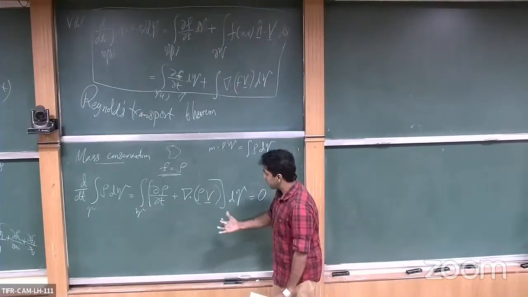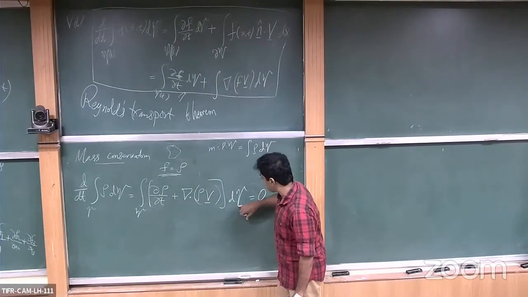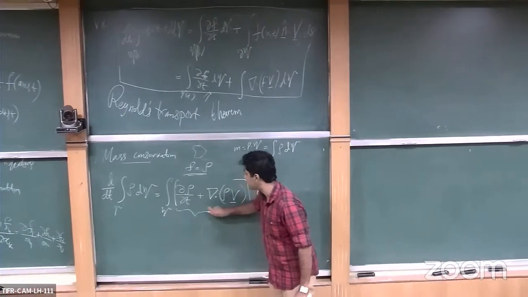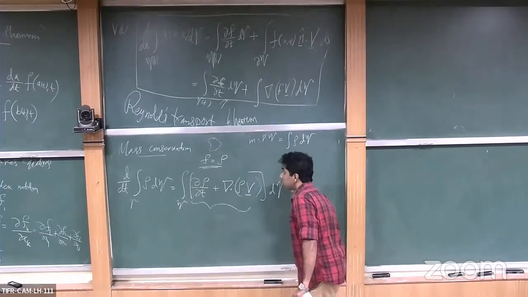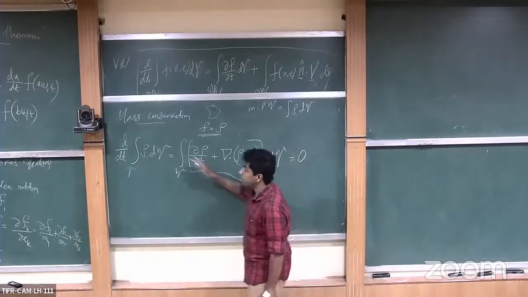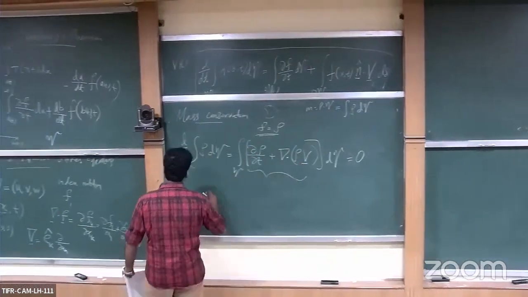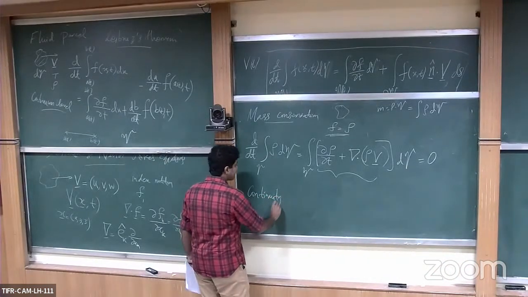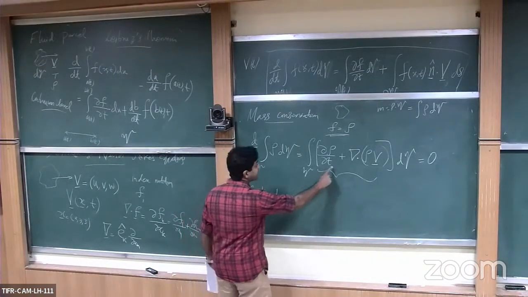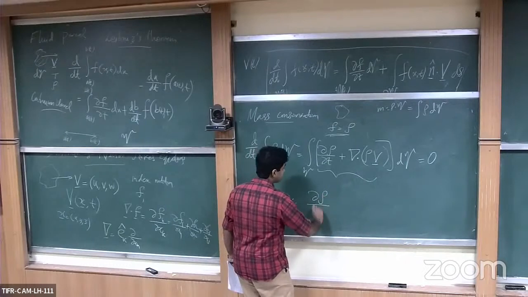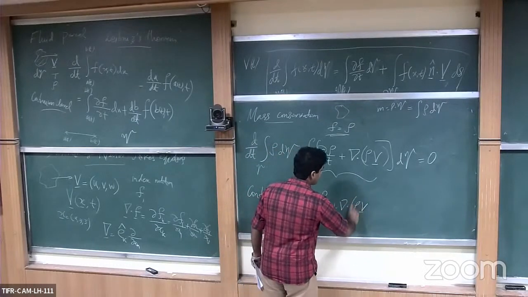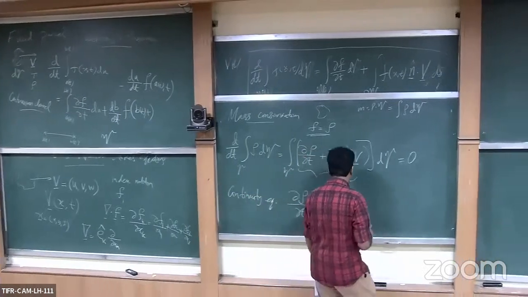Now, this is an infinitesimal fluid parcel. Irrespective of dV, this integral has to be zero. So this quantity here has to go to zero. That gives us an equation corresponding to mass conservation. This is called the continuity equation. So the continuity equation is partial rho by partial t plus divergence of rho v equals zero.